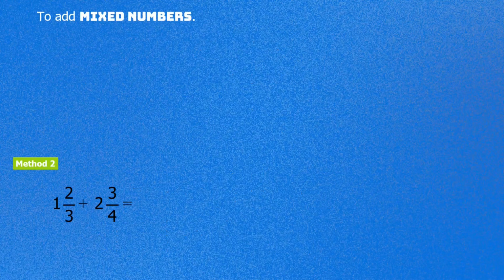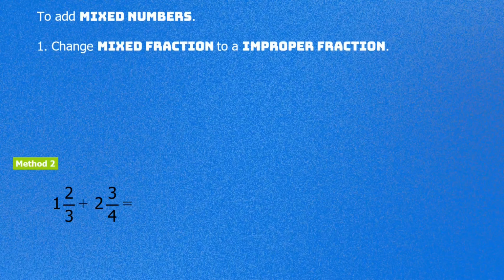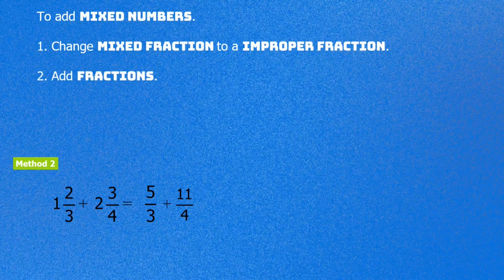We will now do method 2 of how to add mixed numbers. To change a mixed fraction to an improper fraction, we do that first before we perform the addition. Now our fractions are changed from mixed fractions to improper fractions. We now simply add our fractions.